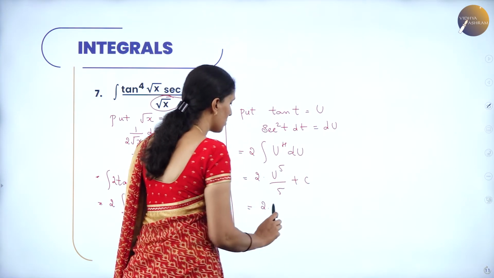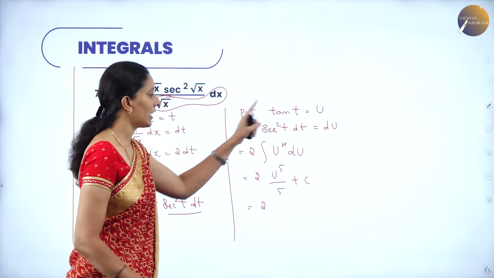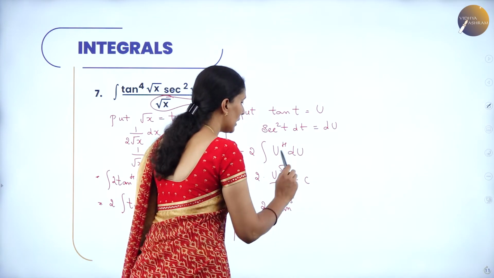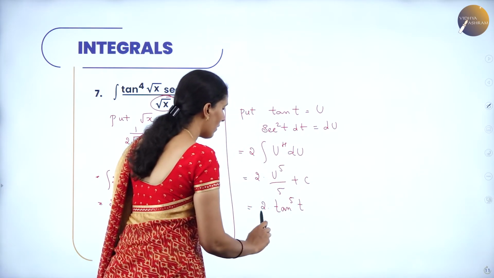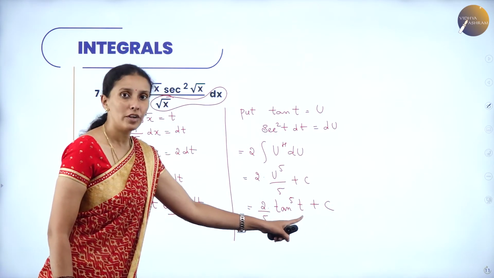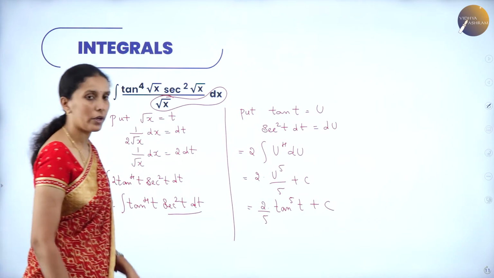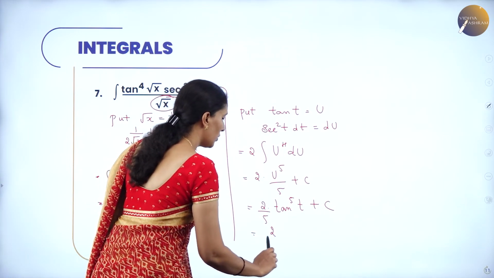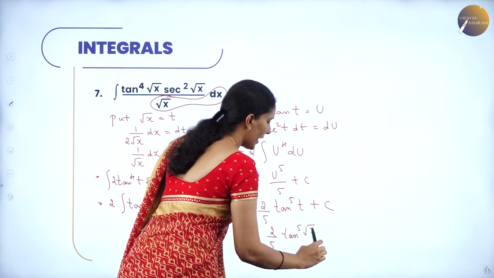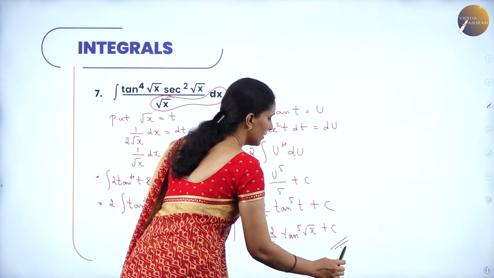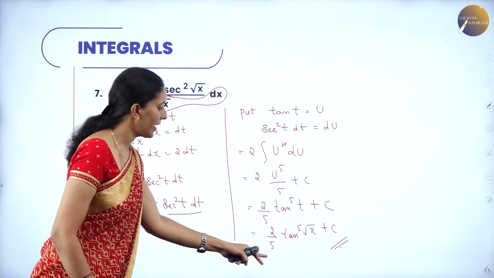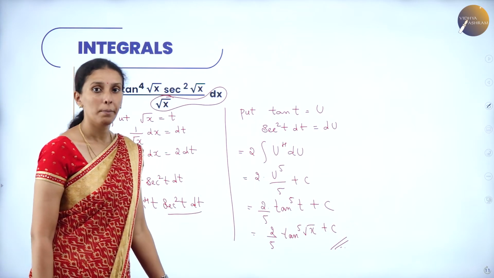Now here 2 times, what is u we have taken? U we have taken as tan t. So therefore it is tan power 5 t, divided by 5, I will write here 2 by 5 plus c. But I have a replacement for t also. I have taken t as root x. So therefore the answer is 2 by 5 tan power 5 root x plus c. So this is the final result. So thus the integration of this function is 2 by 5 times tan power 5 root x plus c.